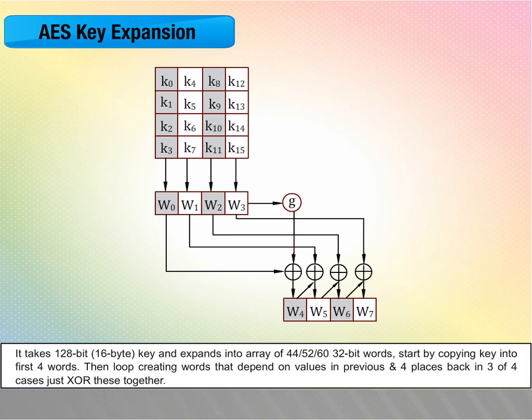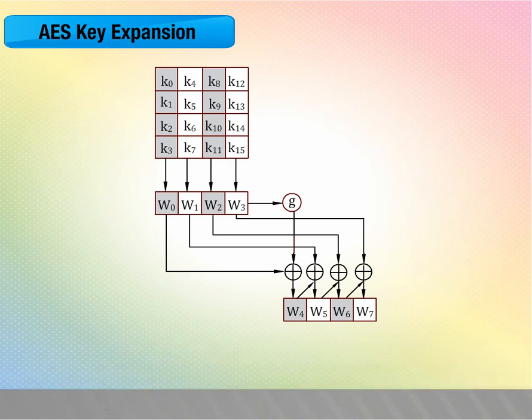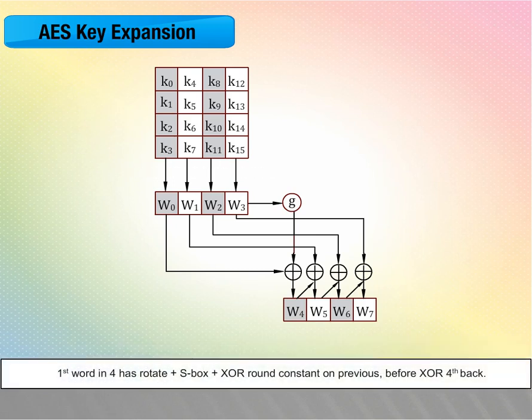It takes the 128-bit, 16-byte key and expands it into an array of 44, 52, or 60 32-bit words. Start by copying the key into the first 4 words, then loop creating words that depend on values 4 places back. In 3 of 4 cases, just XOR these together. The first word in 4 has rotate plus S-box plus XOR round constant on the previous word before XOR with the fourth.